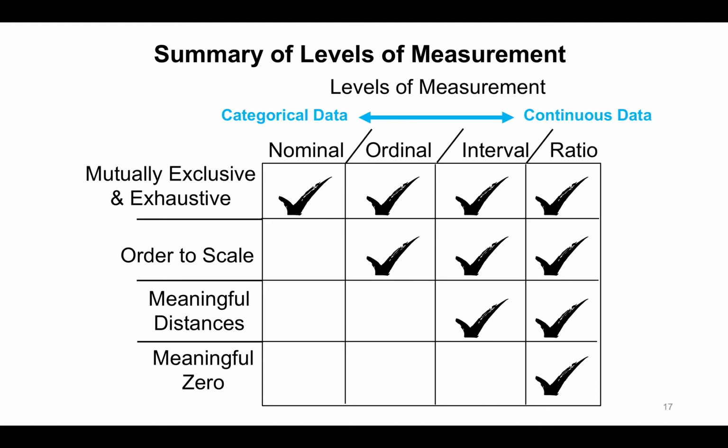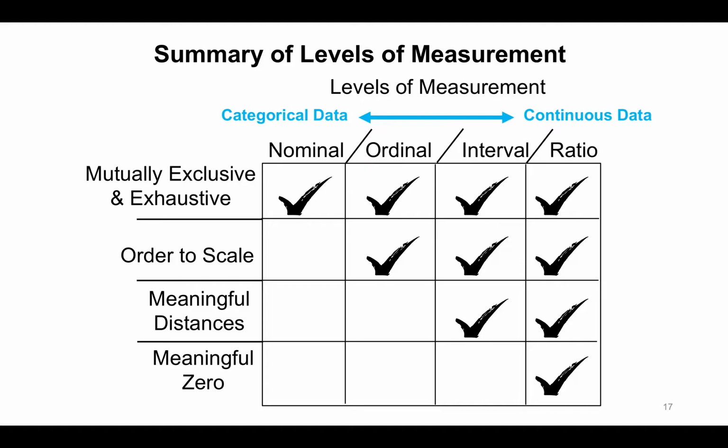So just to summarize the levels of measurement, nominal data is most like categorical data, ratio data is most like continuous data, and that's kind of a continuum varying from categorical to continuous. So all of these types of data are mutually exclusive and exhaustive. Those are fundamental characteristics of all variables.